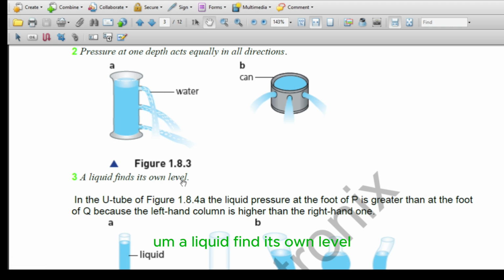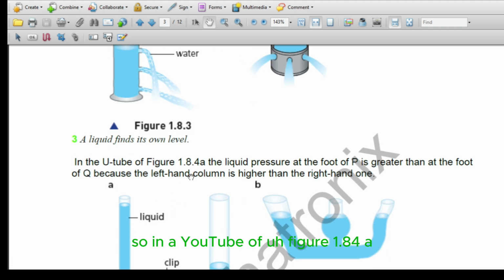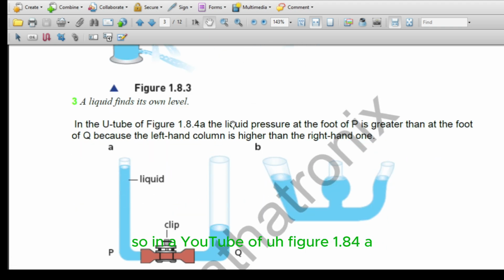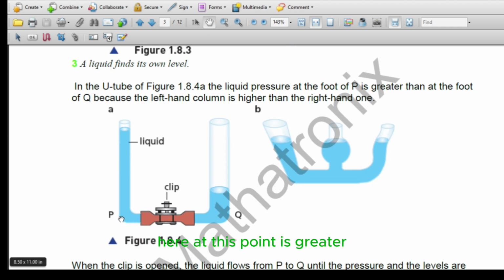A liquid finds its own level. In the U-tube of figure 1.84a, the liquid pressure at the foot of P is greater, while at Q the pressure is lower.